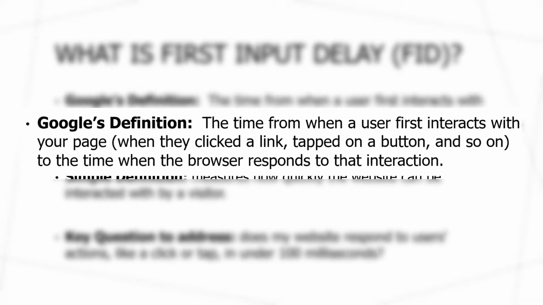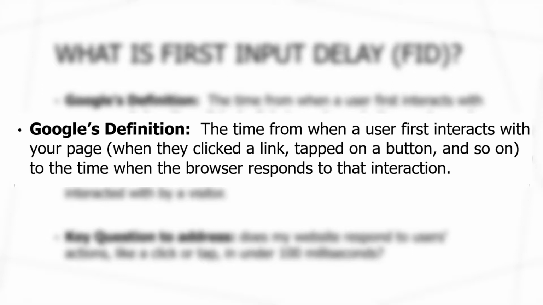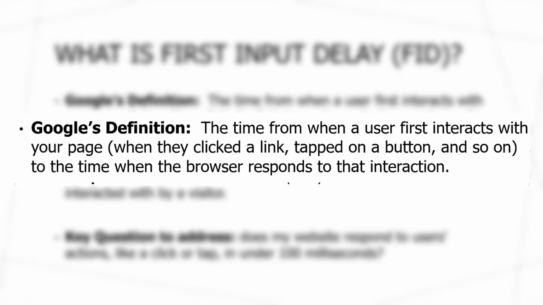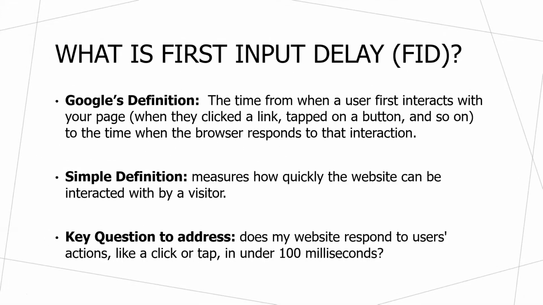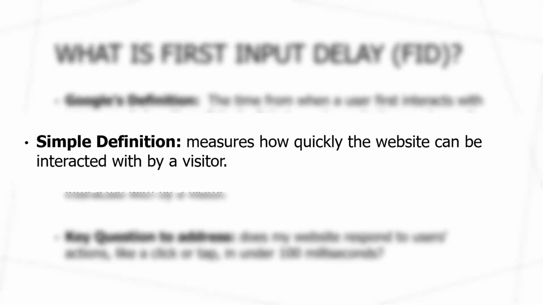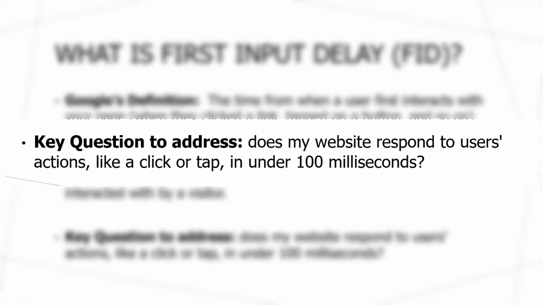Google's definition is that First Input Delay is the time it takes from when a user first interacts with your page, that is, when they clicked on a link, tapped on a button, did something to interact with your web page, how long it takes from when the user first interacts to the time when the browser is able to respond to that interaction. We can think of FID as measuring how quickly the website can be interacted with by a visitor. So if somebody comes to your website, how quickly does your website let that person interact? So the real key question to address here is if the website responds to an interaction, like a click or a tap, in under 100 milliseconds.